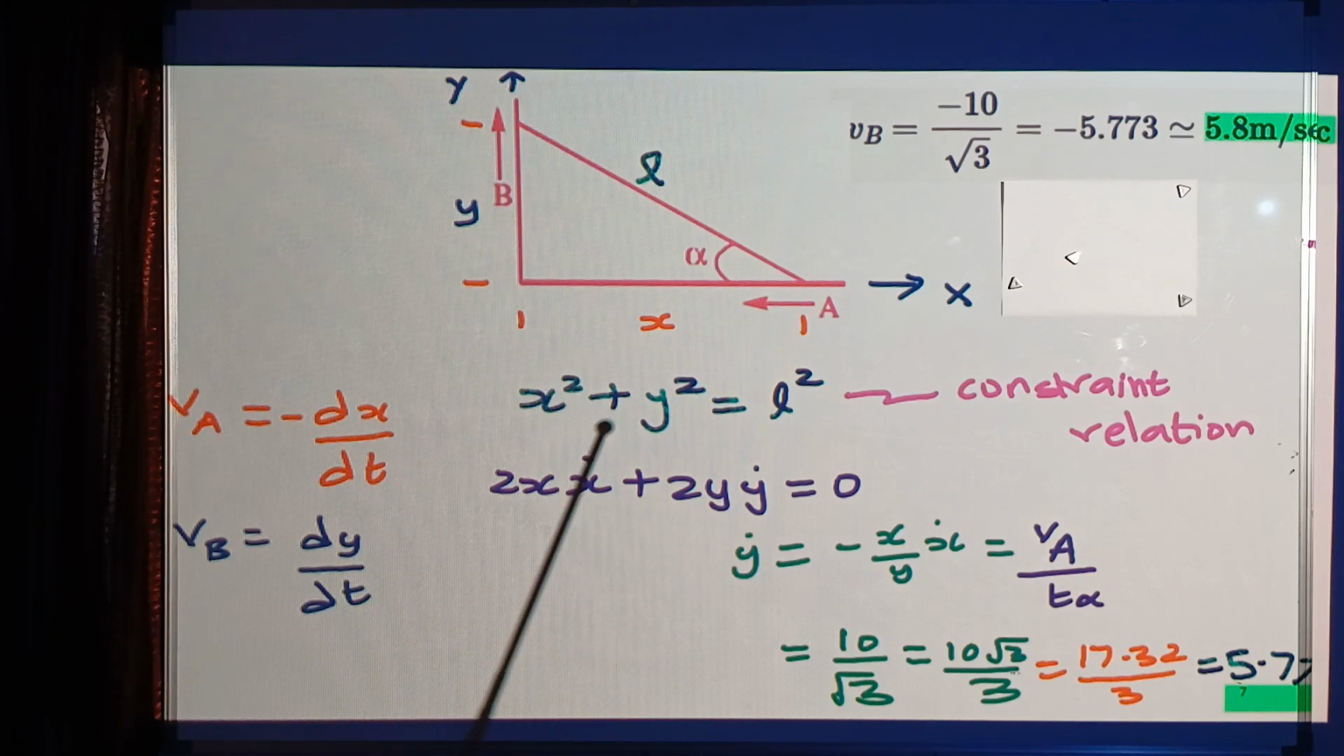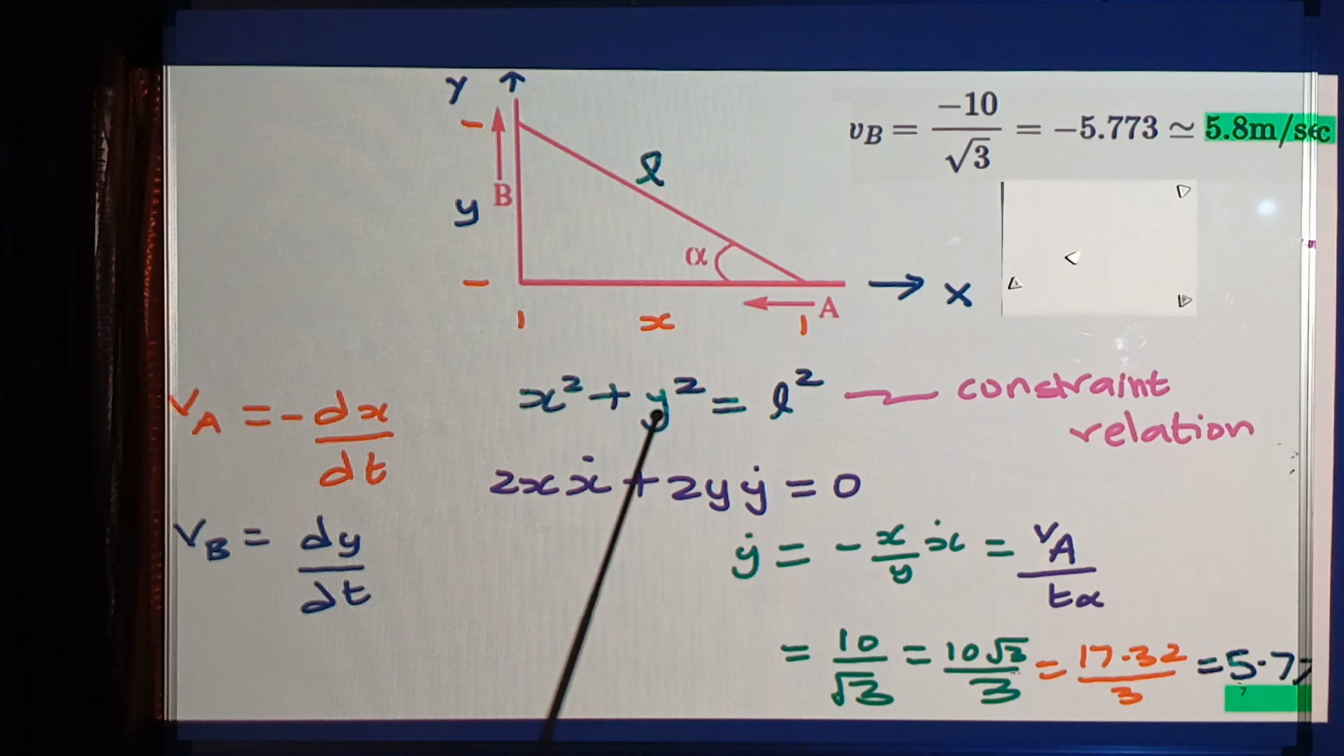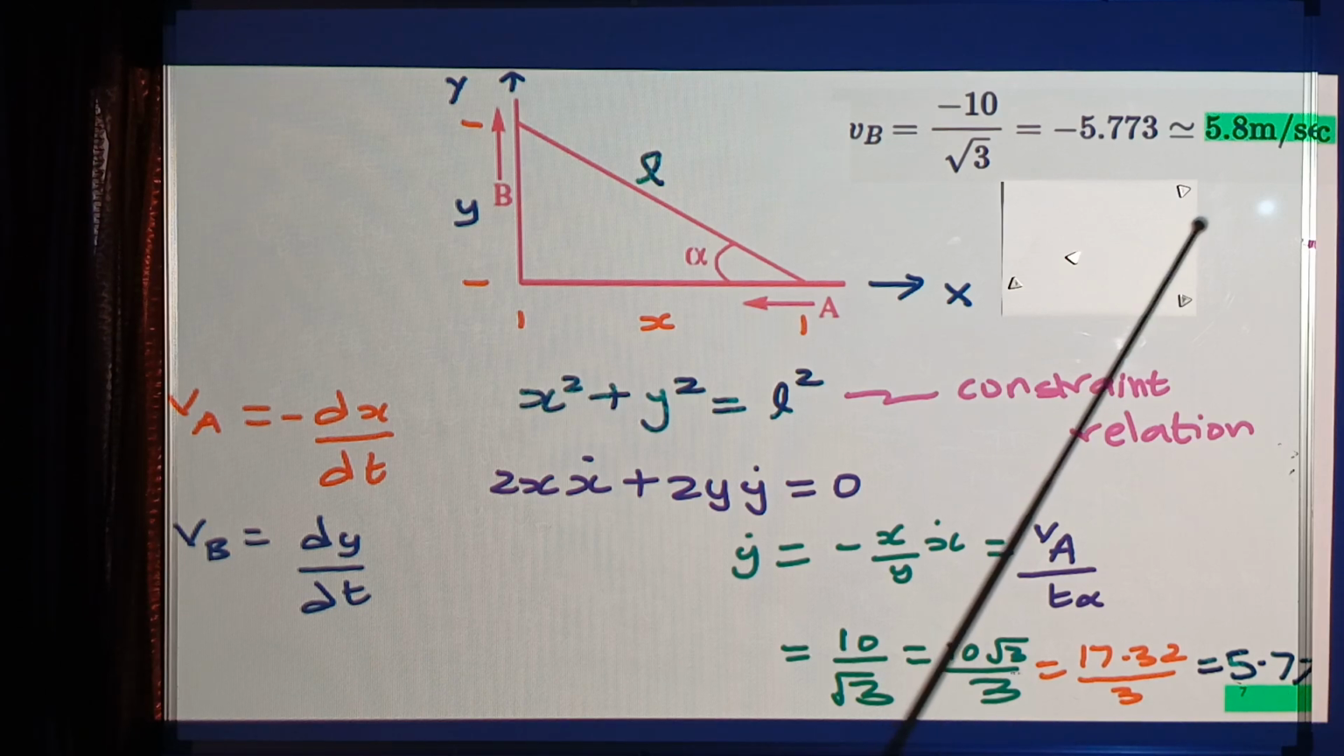The constraint relation is x square plus y square is L square. This is the constraint relation because when x changes, y has to change in such a way that this relation is valid. Both x and y cannot change arbitrarily. It has to change in such a way that this relation is satisfied. So that will put a constraint on the values x and y can take. So this is why it's called constraint relation. So we differentiate both the sides with respect to time because we have dx by dt and dy by dt, and we have to find dy by dt. So differentiating, we get this one. So simplifying, I'll get the value as 5.77. It's approximately 5.8.